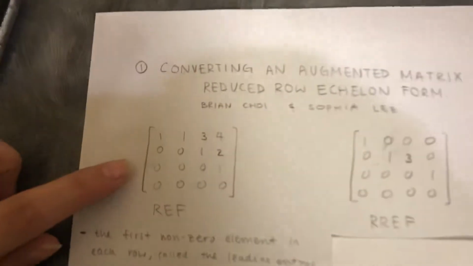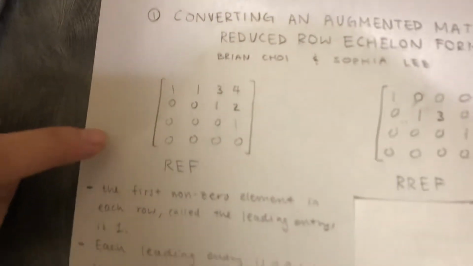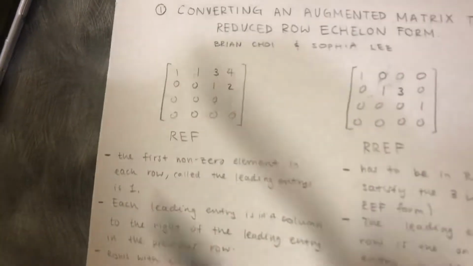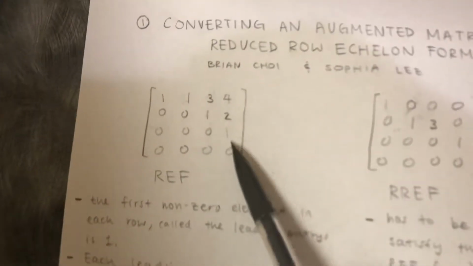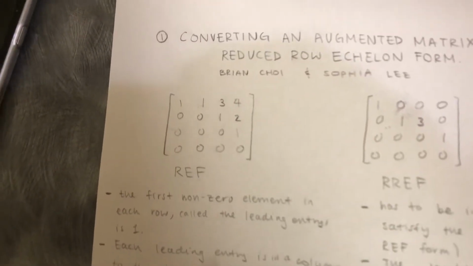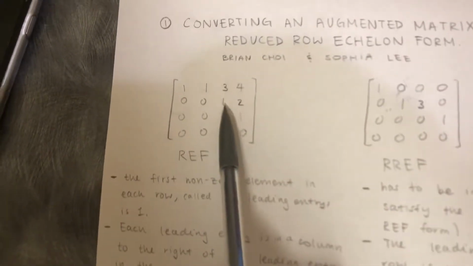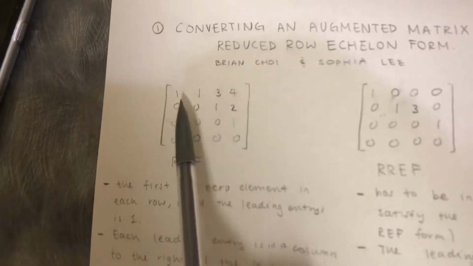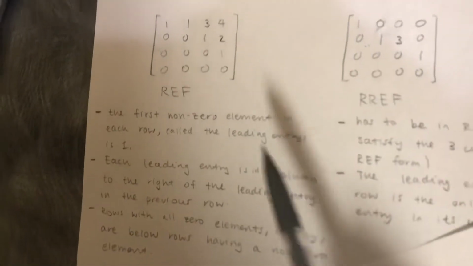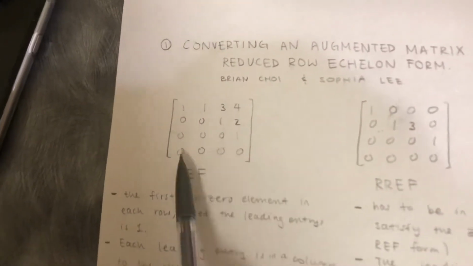So this matrix satisfies these three conditions because in each row, the leading entry is 1, and each leading entry is in a column to the right. Like this row, the next leading entry is to the right of the previous row. And if the row has all zero elements, which we have here, then it's at the very bottom.